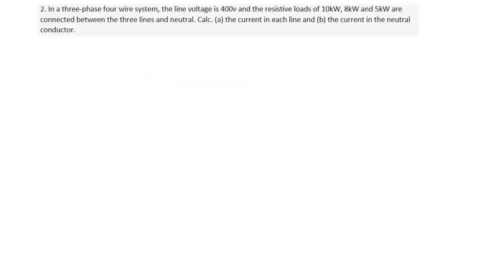So now to example 2. In a 3-phase 4-wire system, the line voltage is 400 volts and the resistive loads of 10 kilowatts, 8 kilowatts, and then 5 kilowatts are connected between the 3 lines and neutral. Calculate A, the current in each line, and then B, the current in the neutral conductor.